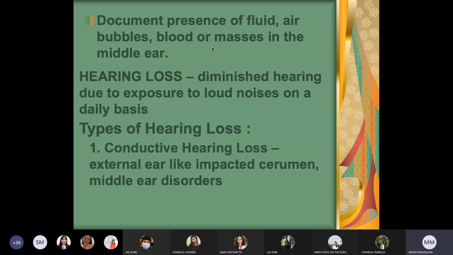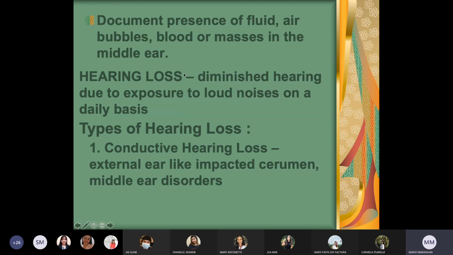So type of hearing loss, I know you know this already. We define hearing loss as diminished hearing due to exposure to loud noises on daily basis. No? So it's not just because of only loud noises. Pwede ding trauma, no? Kaya ka rin nabibingi because of trauma. Or pwede ring inner ear problem.